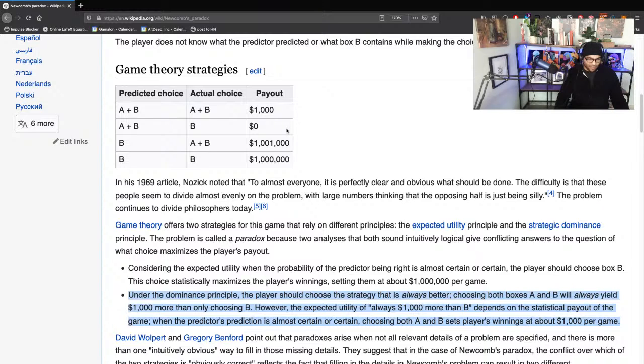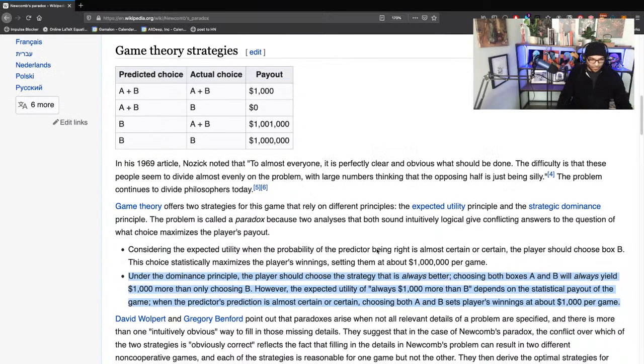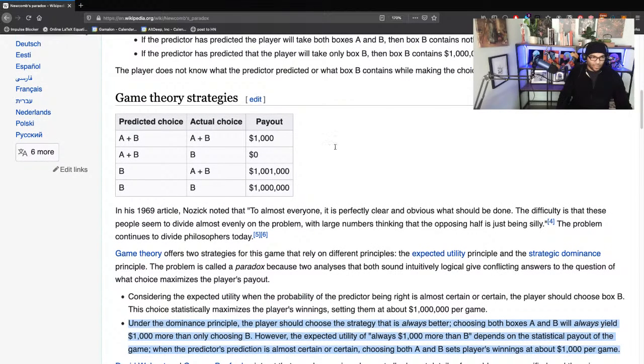So it seems to be a consideration of whether or not you believe the predictor is going to be right. But this is just not very intuitive. Let's go watch a video.